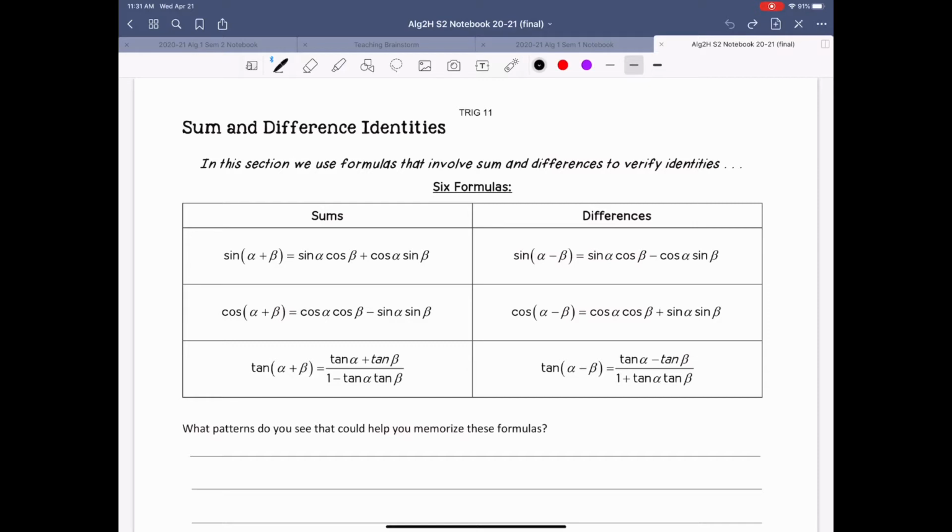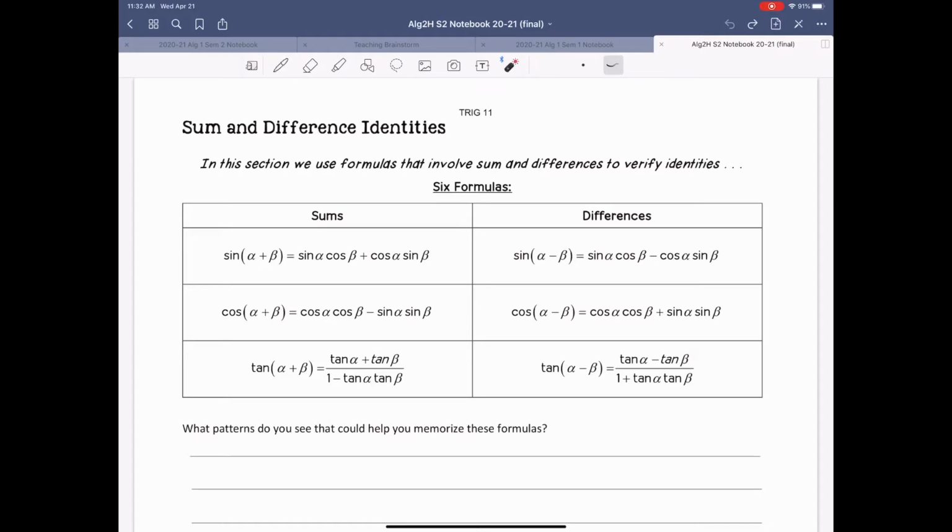Now, in this section today, we're going to be using formulas that involve sum and differences to help us verify identities. So what I'm going to do, I'm going to bring you through all 6 of the formulas. I'm going to explain them as I go. And more importantly, I want to talk about why it is that we're actually using these formulas, okay? So make sure you follow along closely as I explain.